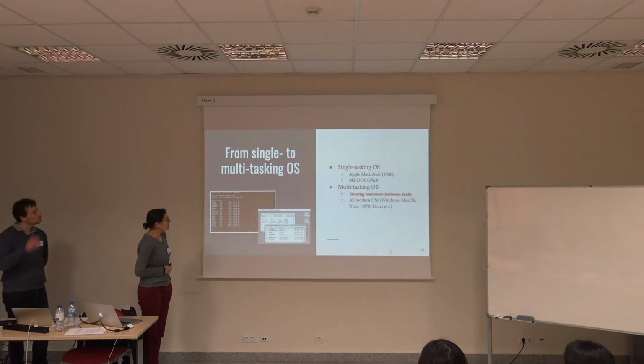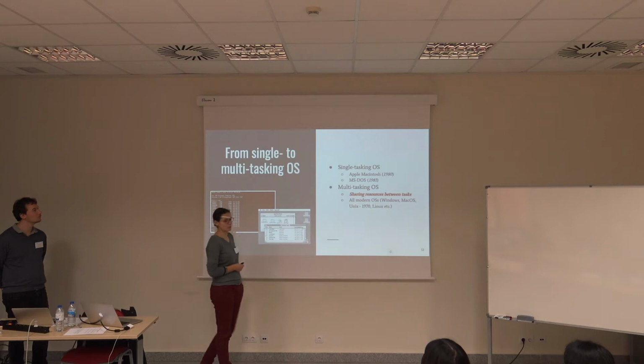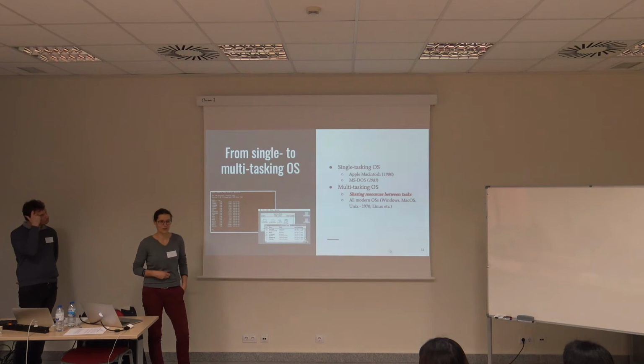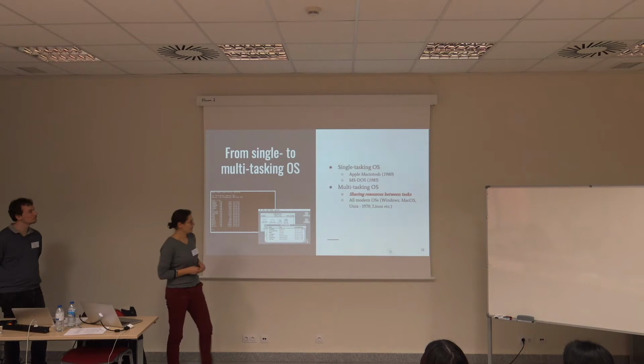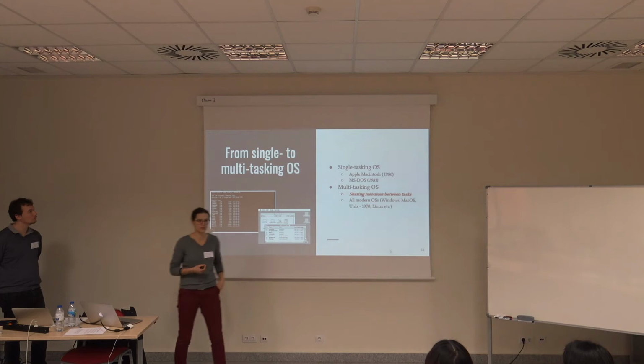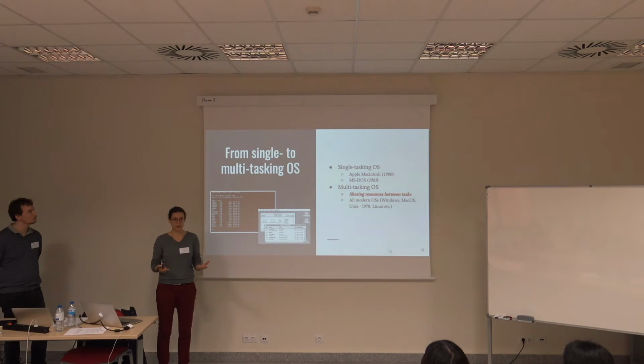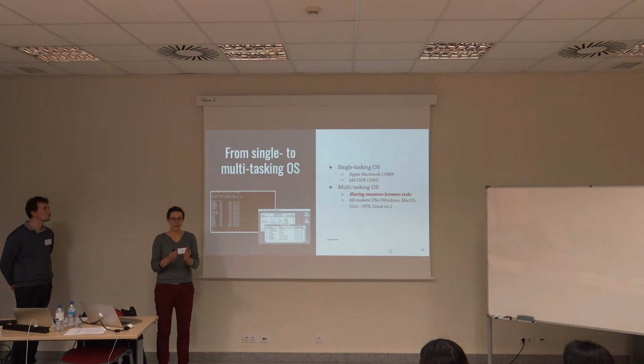Okay, so there are many kinds of operating systems in history. So, for instance, in 1980, there were some single tasking operating systems that disappeared very fast. It was the case with Apple Macintosh and MS-DOS that were able to run only one task at a time. But in 1970, so earlier, we were already able to do multitasking operating systems with Unix. And so the idea when you have a multitasking operating system is that you share resources between tasks. So you have to handle which task is going to use the memory at this time, so it's a kind of scheduling problem. Okay.